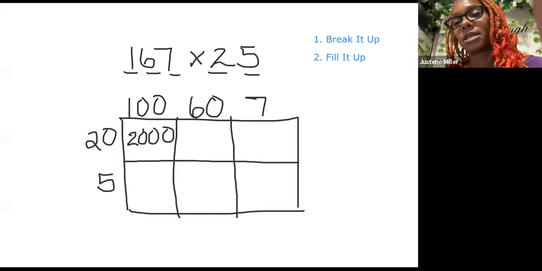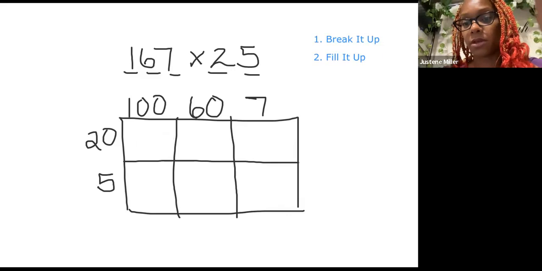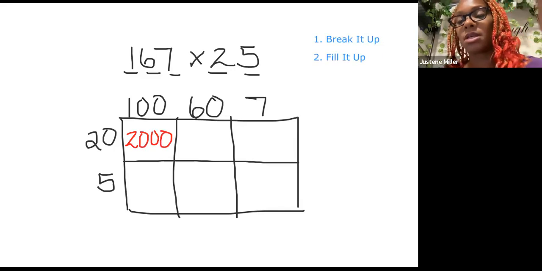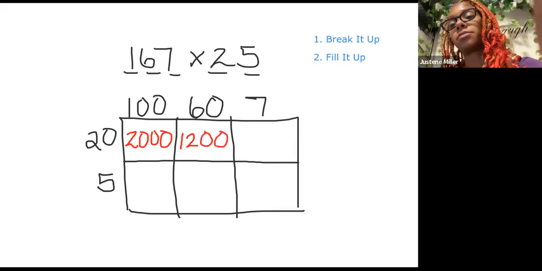Very nice. You know what? Let's make it red. Let's see what we got here. So it's a little better for you guys. So we got 2,000. Next, I have 60 times 20. Well, 6 times 2 is 12. And then it looks like I got 2 zeros there. So I'm going to add, gives me 1,200.